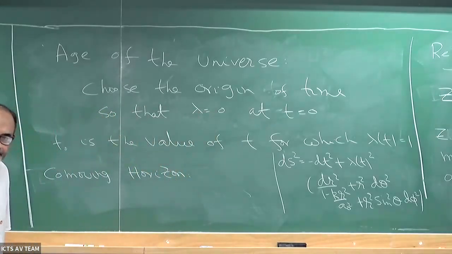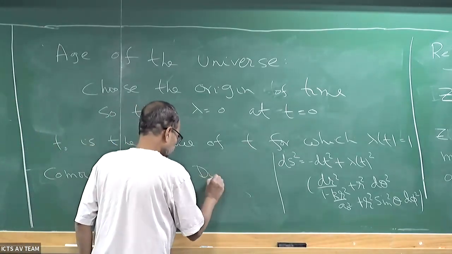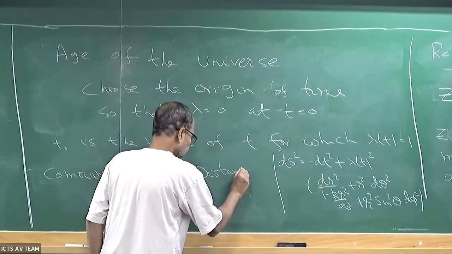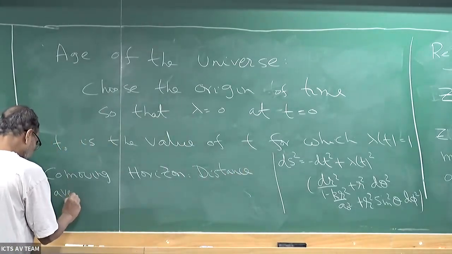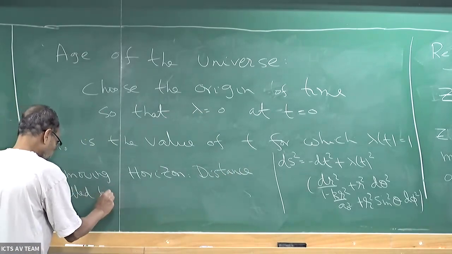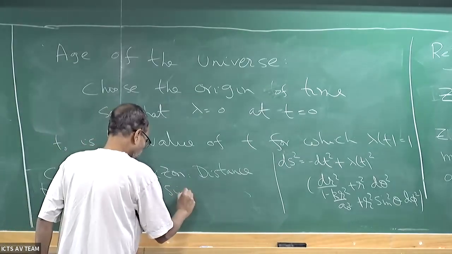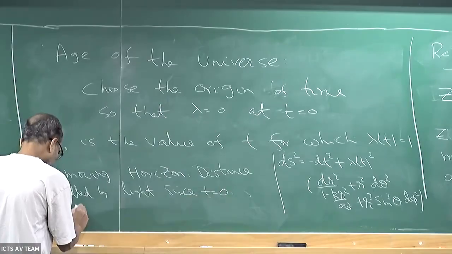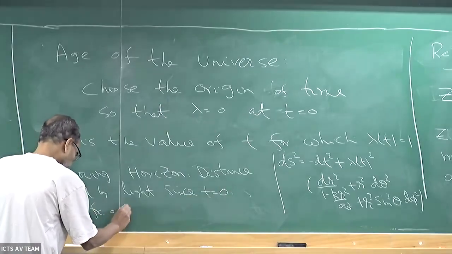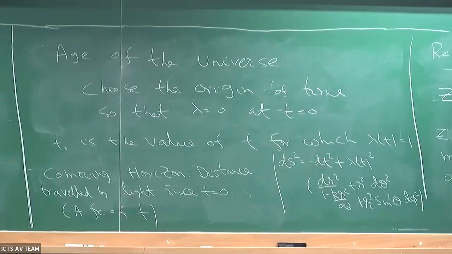Is this clear? The co-moving horizon is the distance traveled by light since t equal to 0. This is a function of time. You start at t equal to 0, right? That's why lambda was 0.